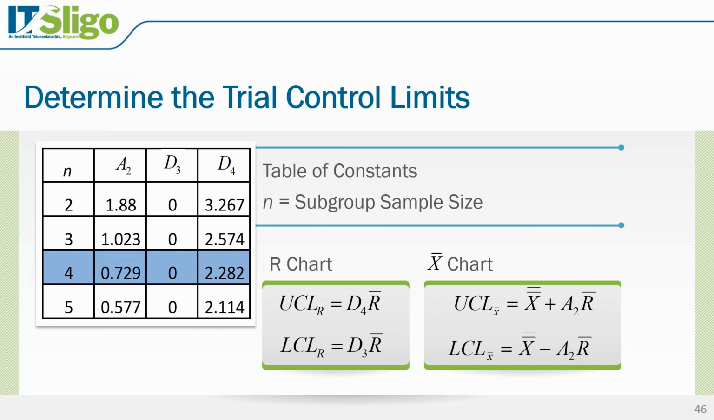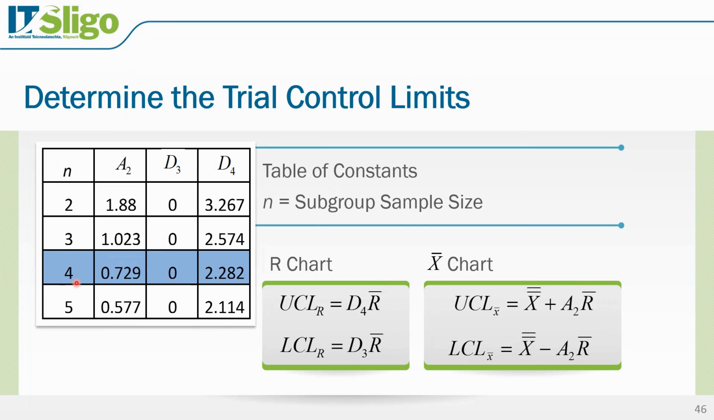The next step is to calculate the limits. We have tables of constants to help us calculate the control limits on our control charts. Here we see the equations for our range chart. We see the equation for our X-bar chart. So in order to avoid calculating plus and minus 3 standard deviations, we have these tables of constants that are based on the range. So we look up the value of n, which is the subgroup sample size that we are using, and in our case we're using subgroup sample size of 4.